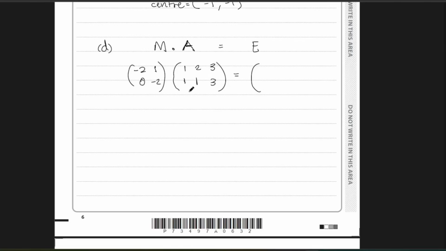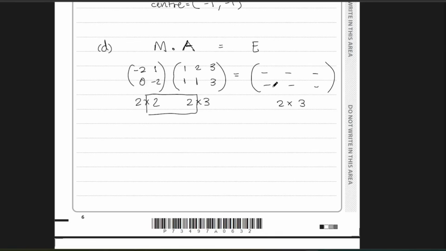Let's check if we can multiply these two matrices. The transformation matrix is 2 by 2. The coordinates of A matrix is 2 rows and 3 columns. Since these two values are equal, we can proceed with the multiplication. And the product that we'll get would be a 2 by 3 matrix. So we'll get a 2 by 3 matrix, and we'll have 6 different values in these positions.